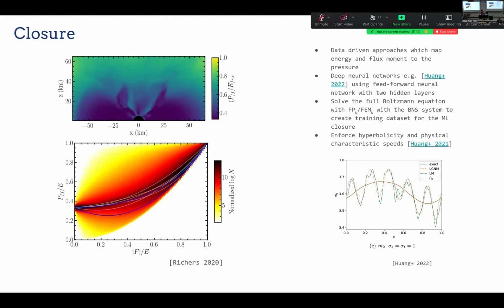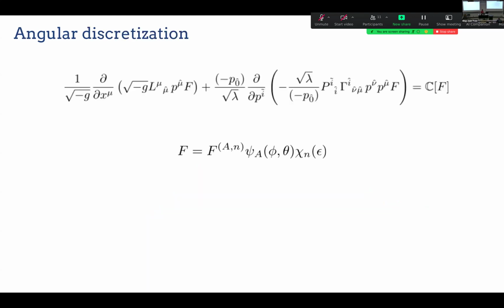And this is something we have not tried, but it seems like if you have a full Boltzmann solver, you can use the information from the pressure moment of that exact solution to inform how the approximate method should behave. So this is something interesting to look forward to in the future.